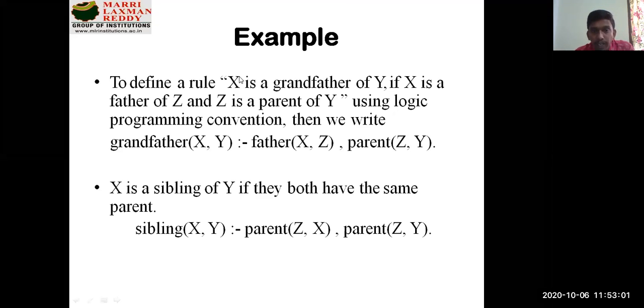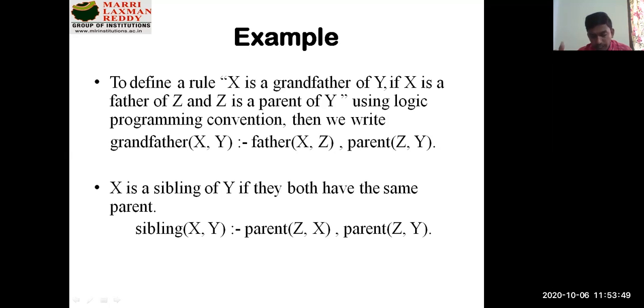Now the above statement: X is a grandfather of Y, that is, Y is a smaller one, if X is a father of Z and Z is a parent of Y. Now I am trying to define this complete statement as part of my rule. It states grandfather of X comma Y, that is, sorry, X is a grandfather of Y if father of X comma Z, that is, X is a father of Z, and Z is a parent of Y. The same thing is represented as a rule in the Prolog language.